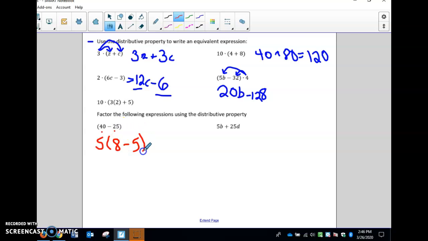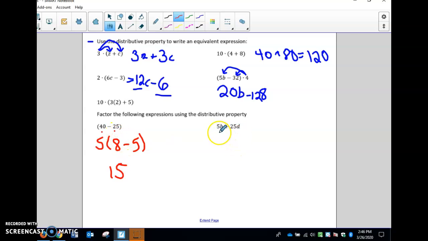Now notice, if I wanted to check my work, I could do 8 minus 5, which is 3, and 3 times 5, which is 15. And if I did 40 minus 25, they both end up giving you 15. That's why they are equivalent. So that's something that you can do when you don't have variables, when you just have numbers. You can use that idea of evaluation and using order of operations to solve.